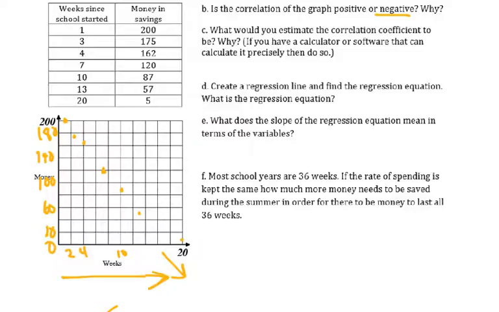What would you estimate the correlation coefficient to be? Why? Well, if we look at it, they're in a pretty good line. Remember, the correlation goes from 1 to 0, 0 to negative 1. So this is the positive side. And closer to 0, at 0 it's like a super scattery plot.